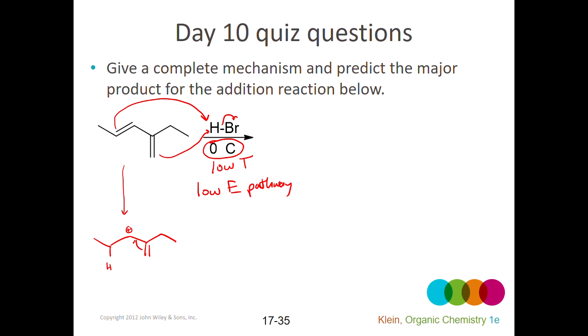And then the resonance would stabilize that carbocation. Put hydrogen there. And spread it out between a secondary and primary. So that's not great. Let's look at the other option.